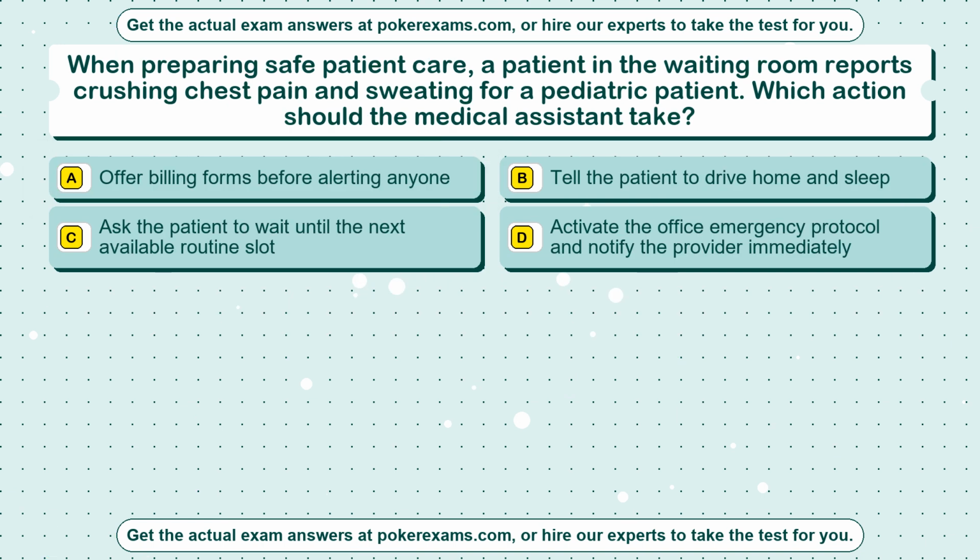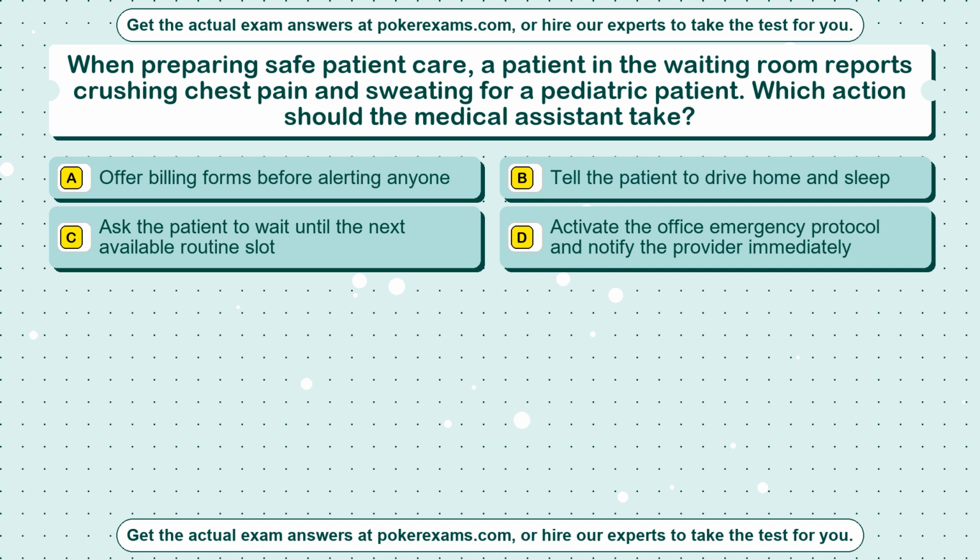Question 60. When preparing safe patient care, a patient in the waiting room reports crushing chest pain and sweating for a pediatric patient. Which action should the medical assistant take? Option A. Offer billing forms before alerting anyone. Option B. Tell the patient to drive home and sleep. Option C. Ask the patient to wait until the next available routine slot.